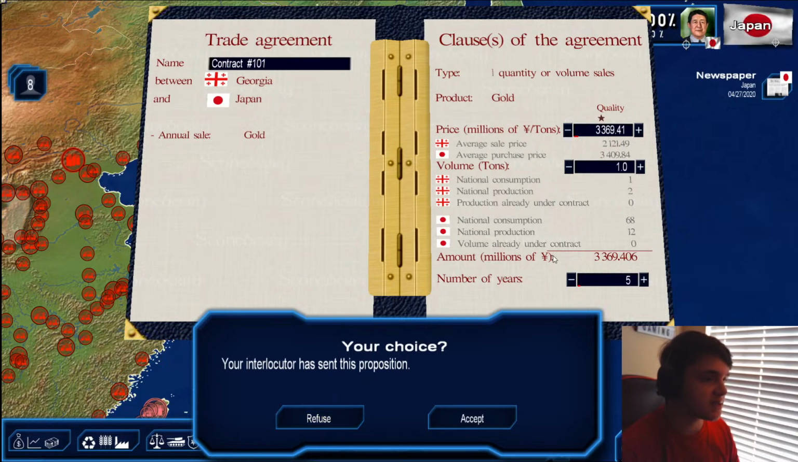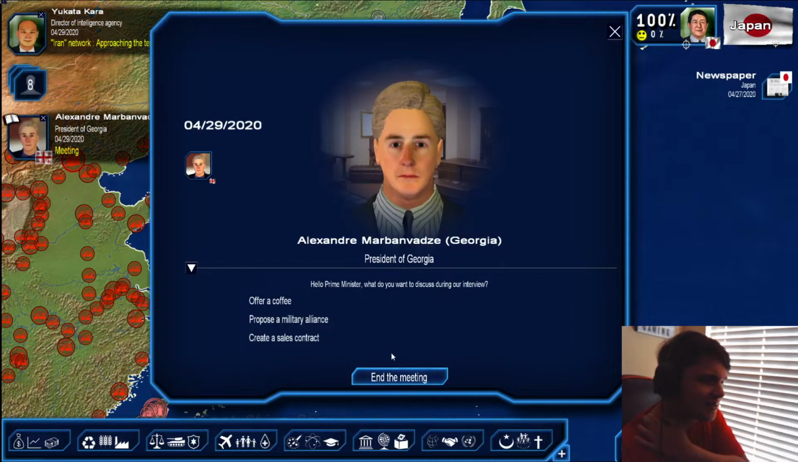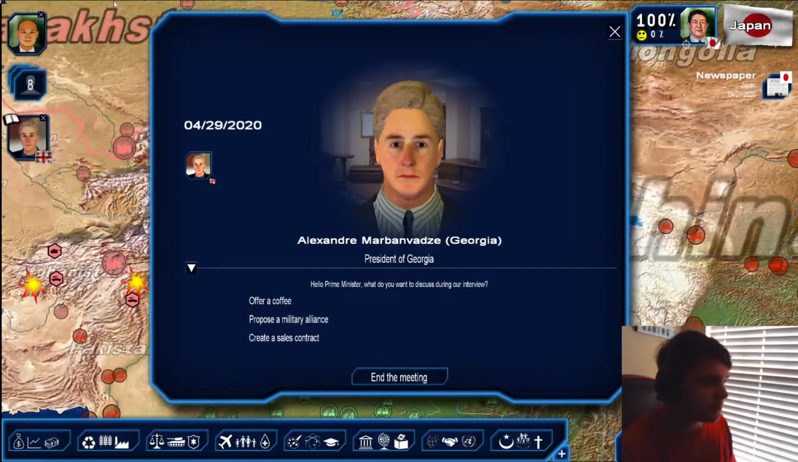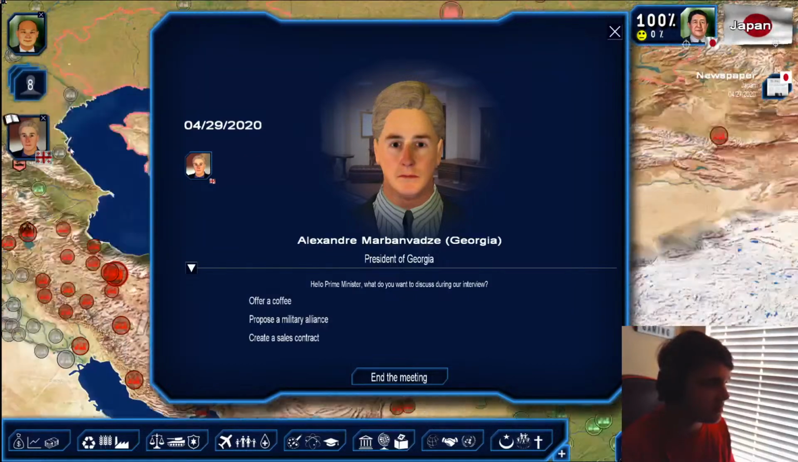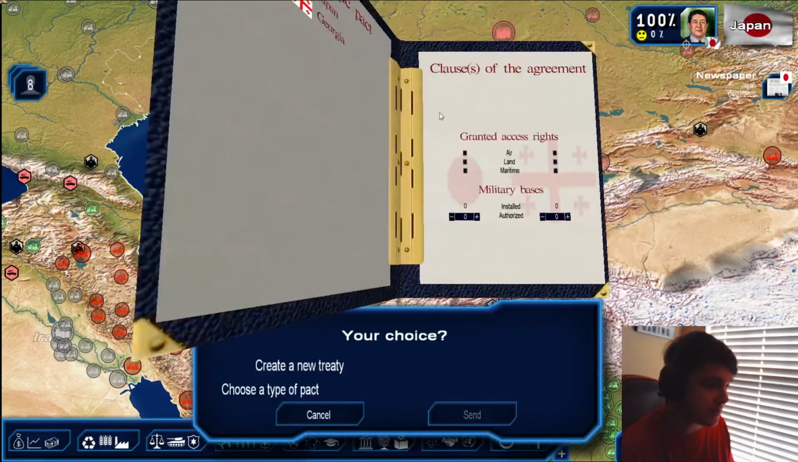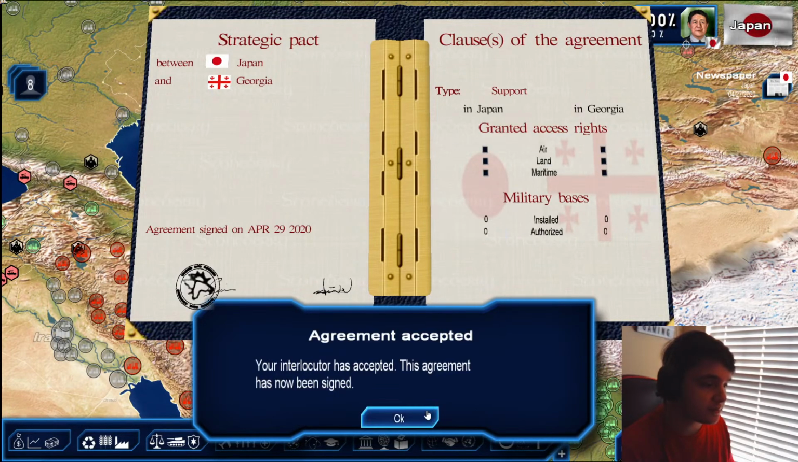So this is sales gold. That is going to be about 33? Is it going to be 33? Oh God, only a ton of gold? What are you trying to scam me for, Georgia? But what are our diplomatic relations with that country? Oh, shoot. Hang on. Let's go ahead and offer you a support agreement. Yeah.